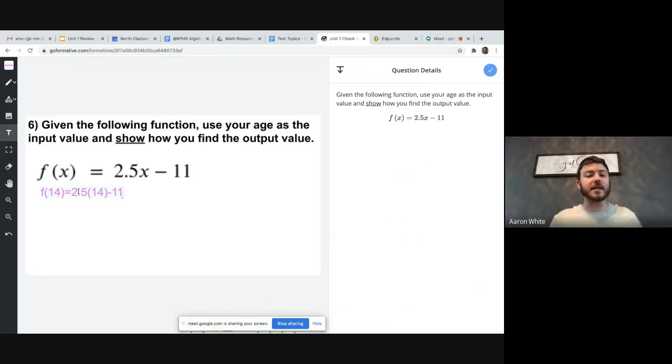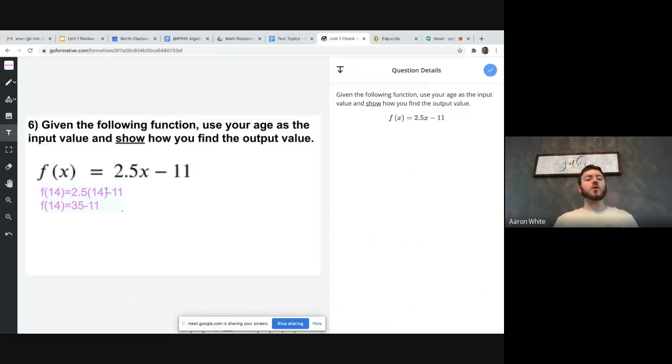Okay. And so now that I've used my input of 14, I need to go ahead and simplify this. So I see now on the right side here, I have 2.5 times 14 minus 11. If you plug 2.5 times 14 into your calculator, you're going to get something that looks like this. And again, we still have F of 14 on the left-hand side. 2.5 times 14 is 35. And so we're going to have 35 minus 11.